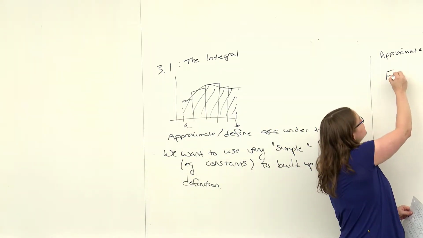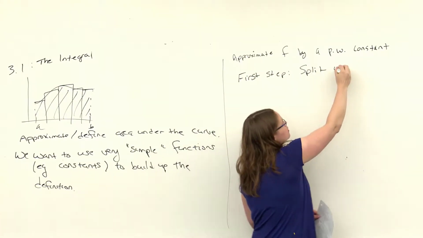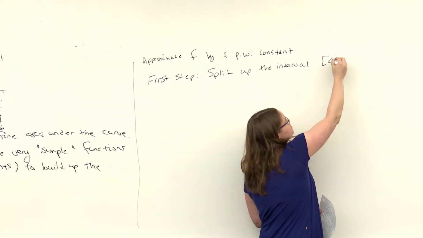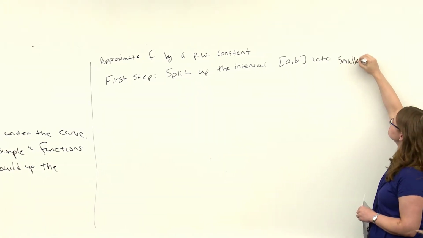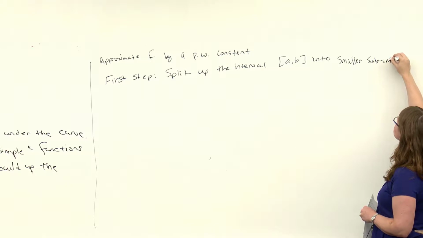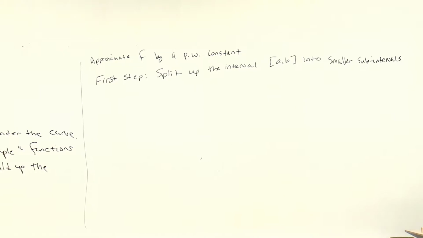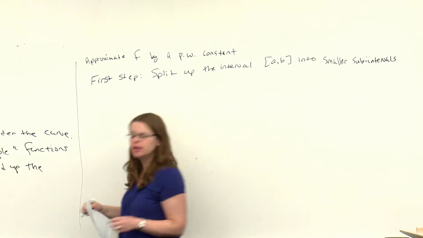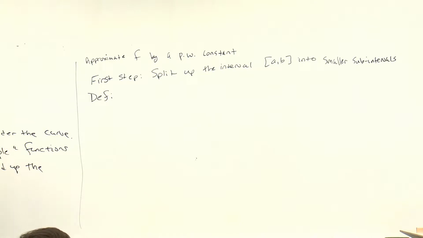So first step, let's split up the interval a to b into smaller subintervals. All right, we're going to give this a name. We're going to call this a partition of the interval when we break it up like this. So here is going to be the precise definition of the partition, the way we break up this interval.